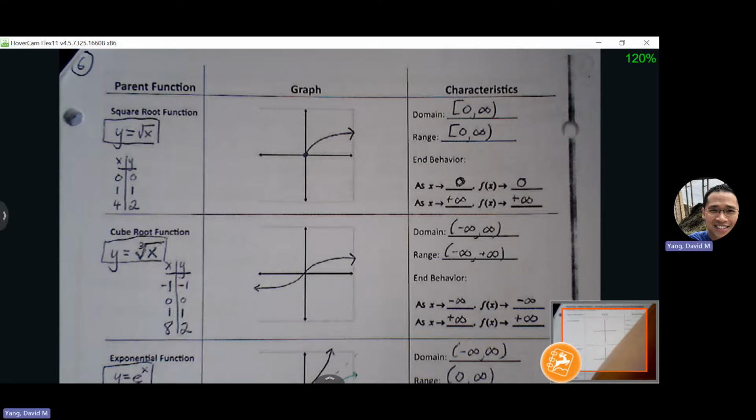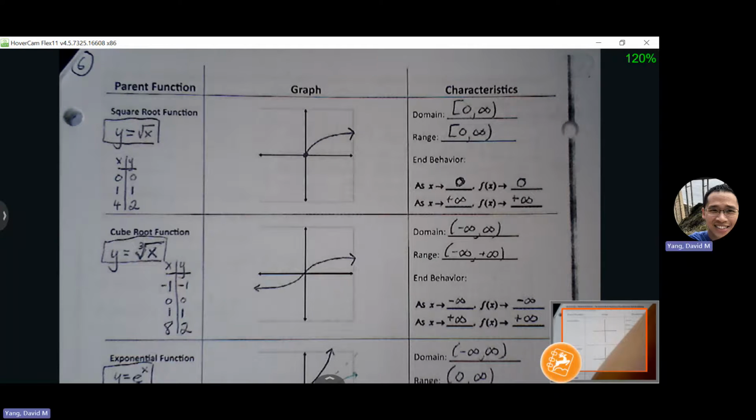Next up, we have y equals square root of x, the radical function. Think of this as half of a sideways parabola. Basically what it is, half of a sideways parabola. The radical function is basically the inverse of an x squared.